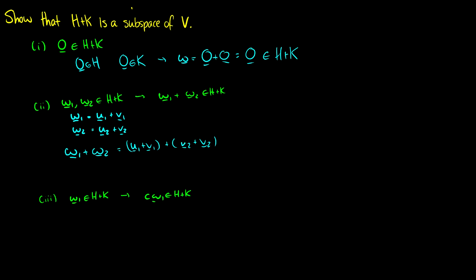That does not look like a u. Switch that. Okay, we're going to put all the u's on one side, all the v's on the other. So now we're going to get u1 plus u2 plus v1 plus v2. And what we see here is u1 plus u2. Well, this is going to be in H because H is a subspace. So if we have u1 and u2 in H, then u1 plus u2 will be in H. And v1 plus v2 is going to be in K for the same reasons. Therefore, w1 plus w2 is of the form of a vector from H plus a vector from K. Therefore, w1 plus w2 is going to be in H plus K.